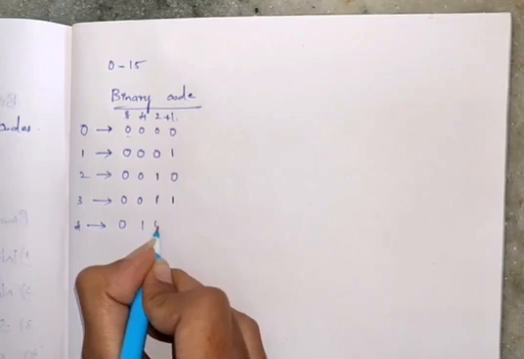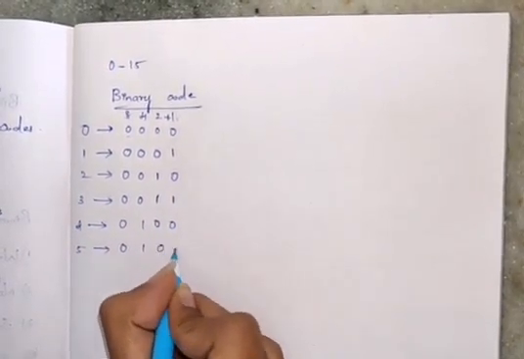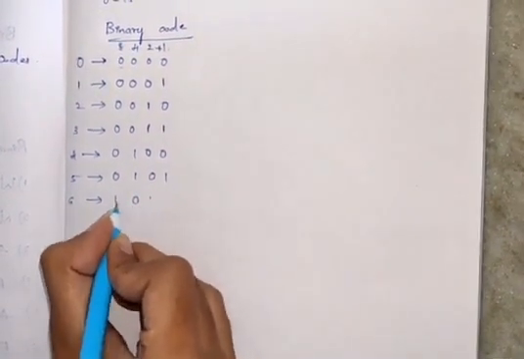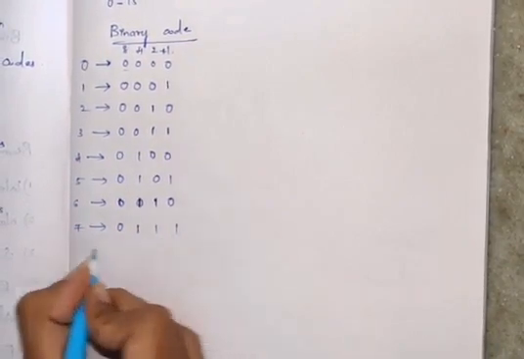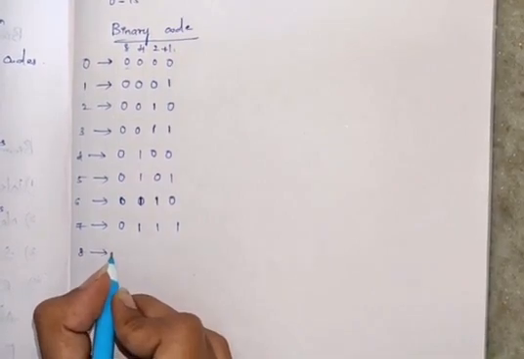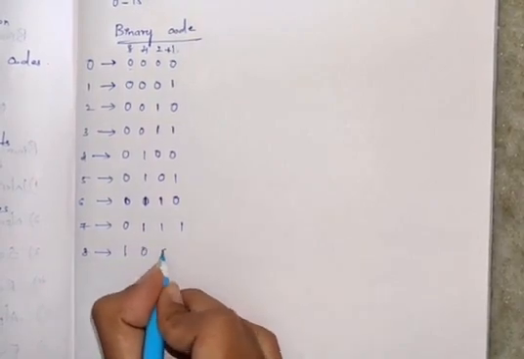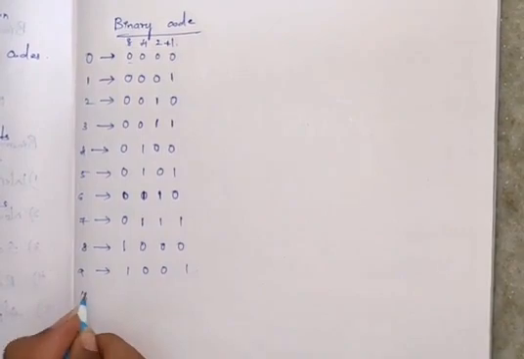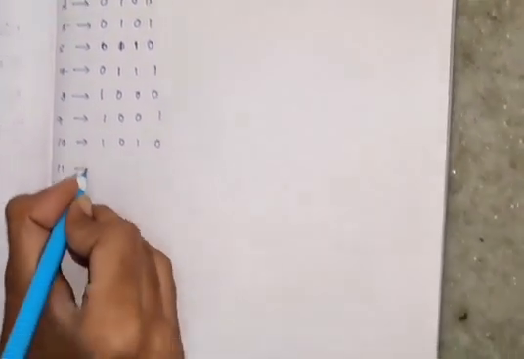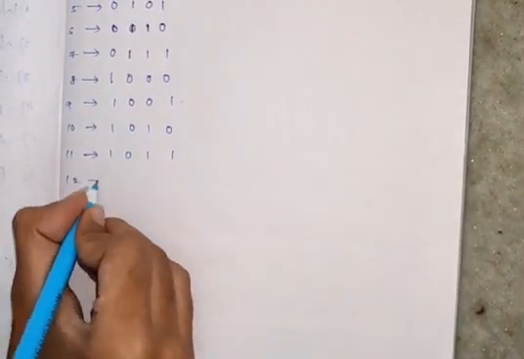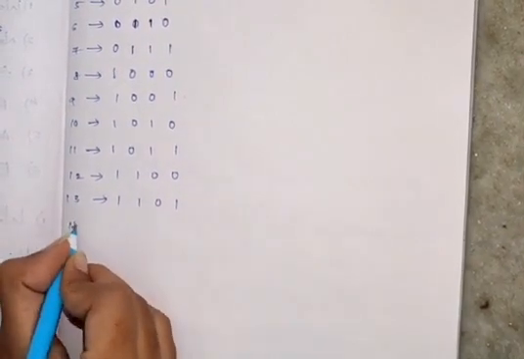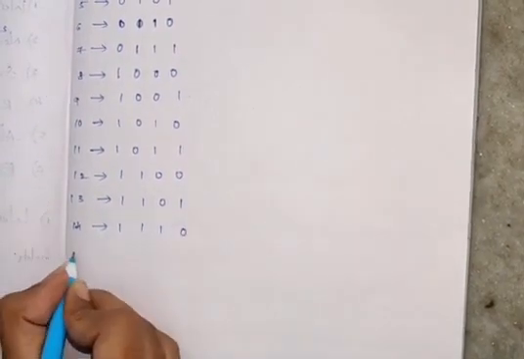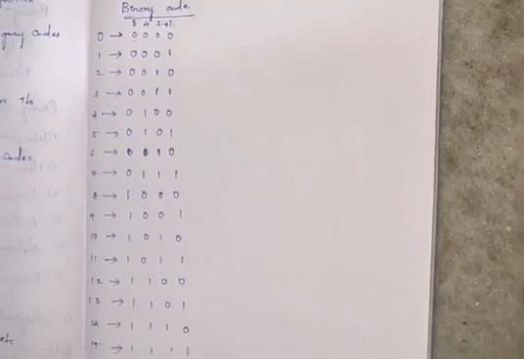Similarly 4, 5, 6, 7, 8, 9, 10, 11, 12, 13, 14, 15. These are the decimal numbers represented in binary codes.